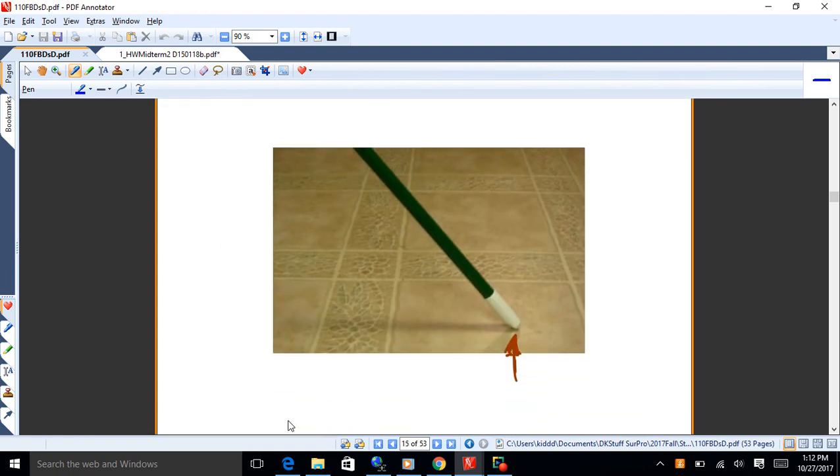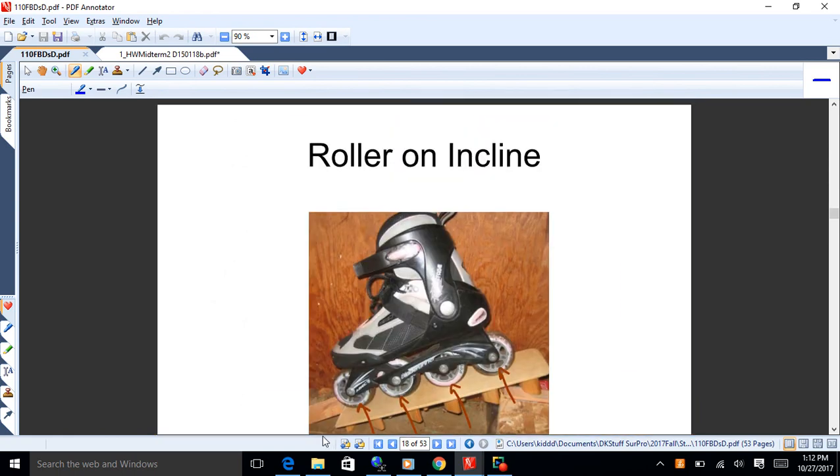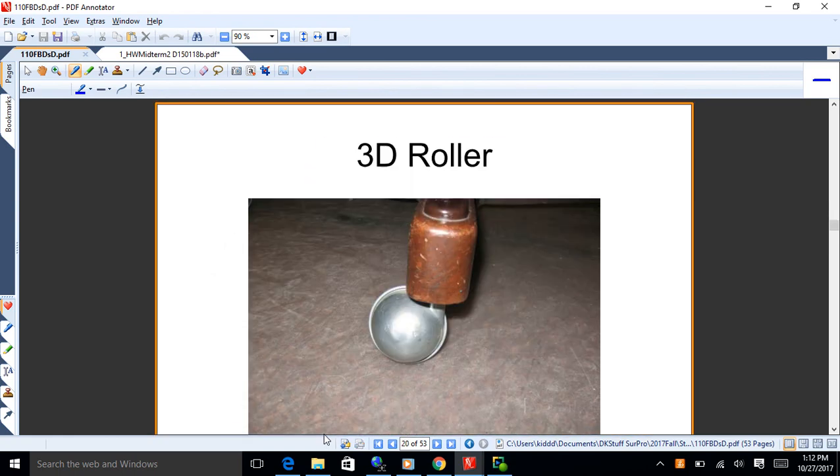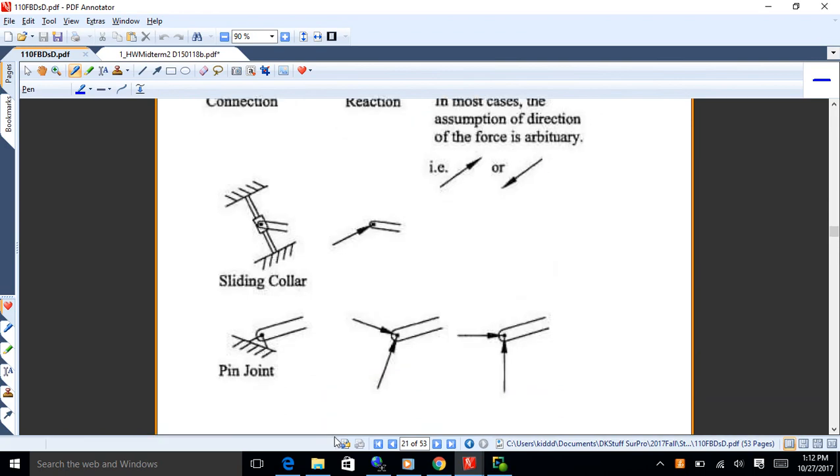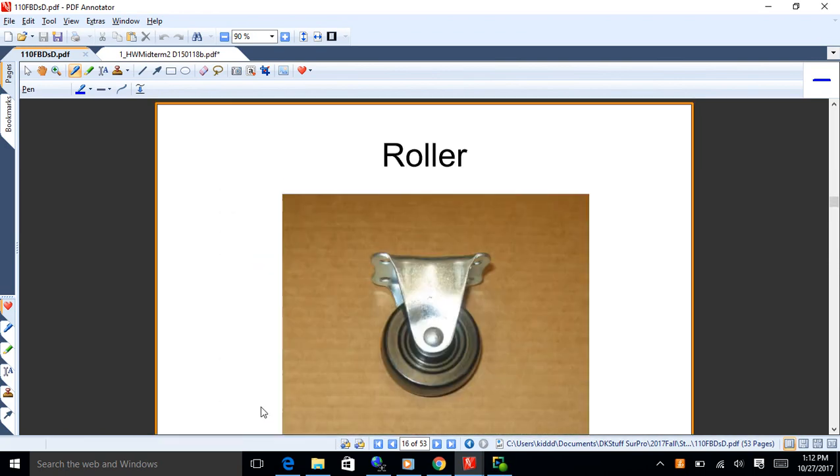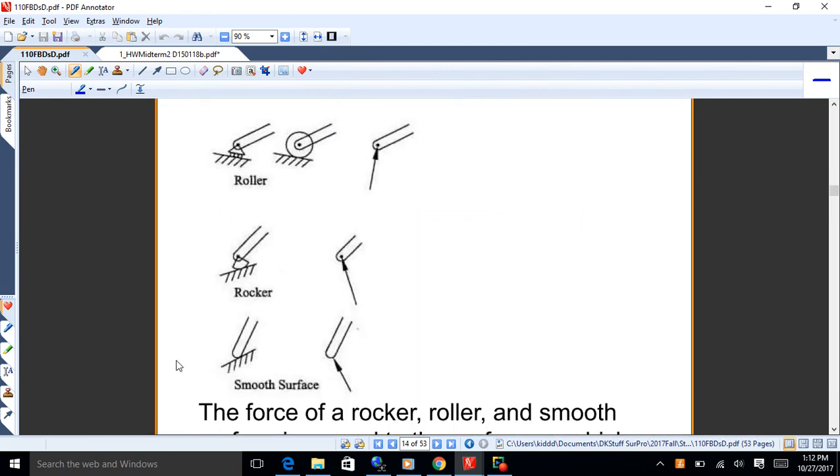Okay, so the force then is in the direction normal to the surface. That's the idea. So you can have a 2D roller and a 3D roller, but the reaction force is perpendicular to the surface.